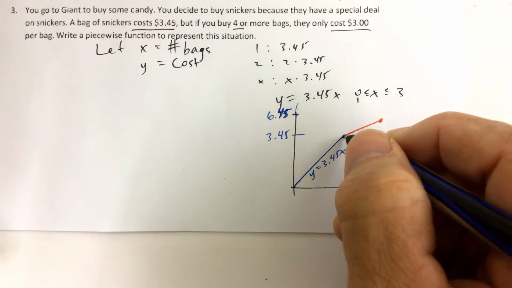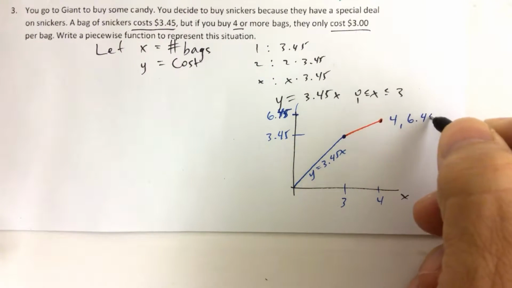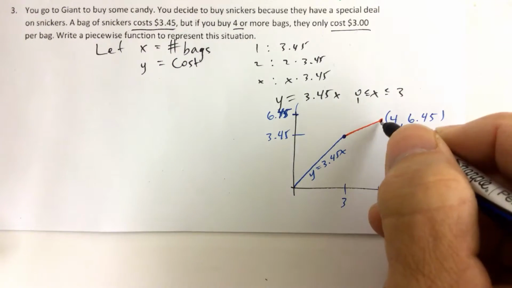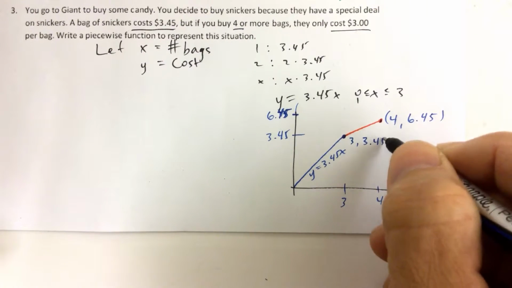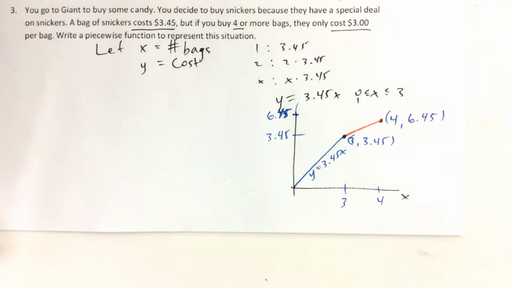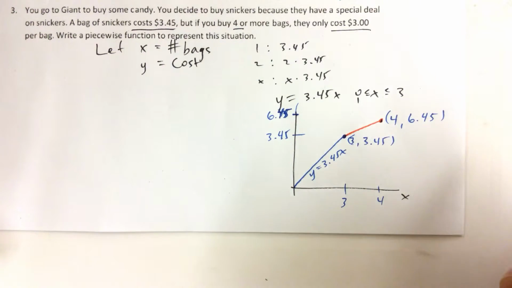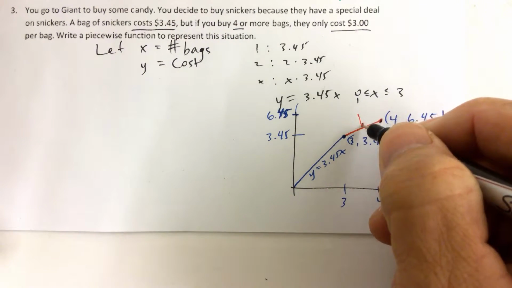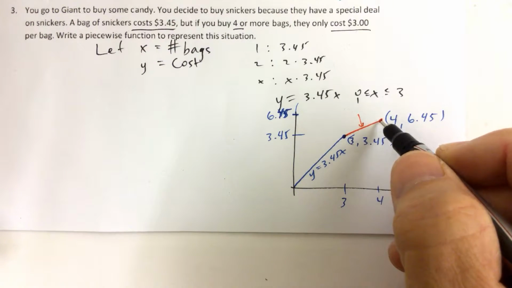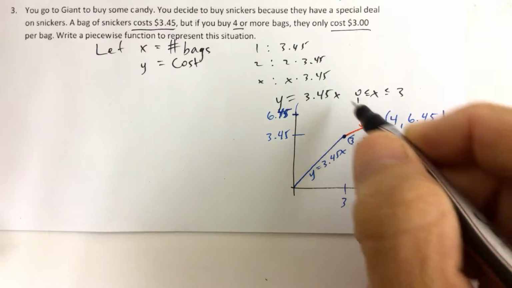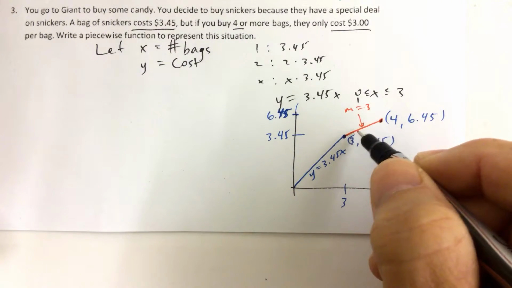So we have coordinates of these points. Then from the coordinates, we can easily come up with the equation of the second piece. So we have 4, 6.45, and here we have 3, 3.45. The equation of the second piece is the second part of our piecewise function. The new cost per bag, $3 per bag, is going to be the slope. The rate of change for the next piece is 3.